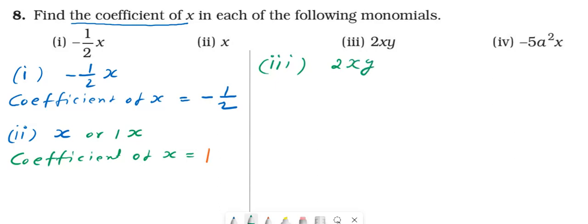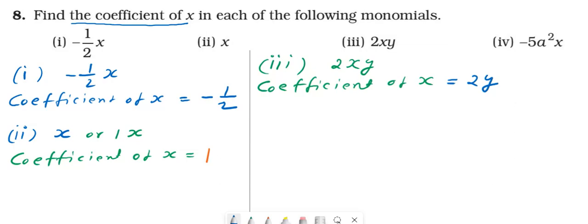Here, the coefficient of x would be, beta, what is coefficient? Everything other than x is coefficient. So here we will write 2y is the coefficient of x.